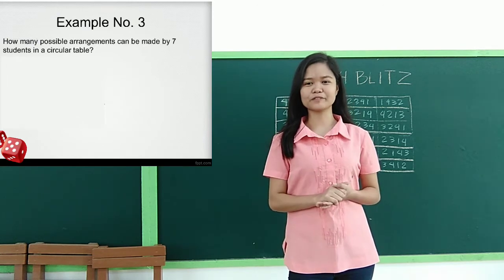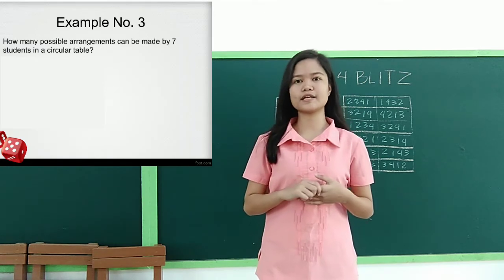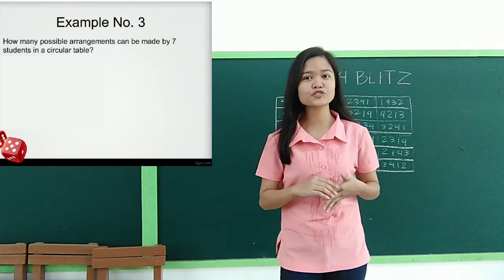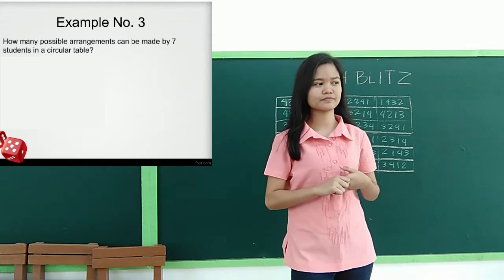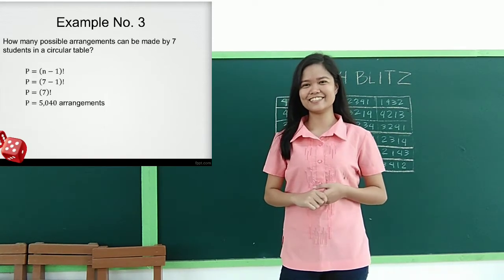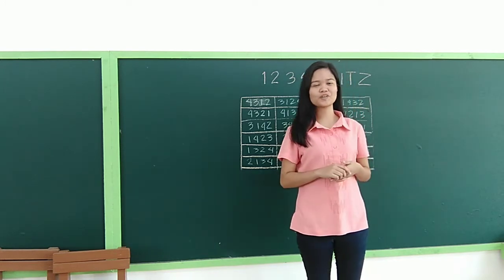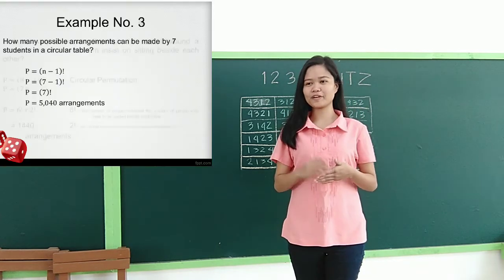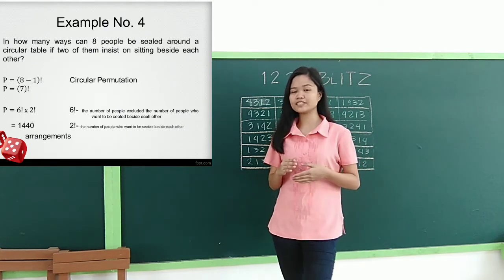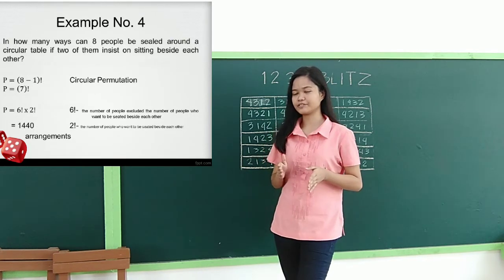Let's have more examples. How many possible arrangements can be made by 7 students at a circular table? On the board, who wants to solve using the given formula? Yes, again, Mr. Dudas. Correct. But how to solve problems with conditions or restrictions? For example, in how many ways can 8 people be seated around a circular table if 2 of them insist on sitting beside each other?